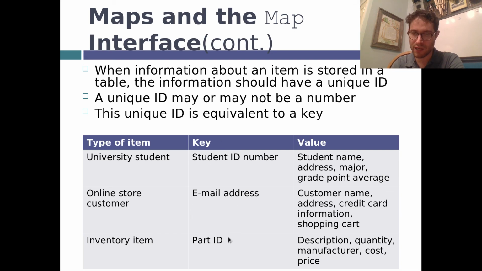So these kinds of things are the keys, and the values actually would be like an object that contains all this stuff, or a part ID which contains all the information about the description, the quantity, the manufacturer, the cost, and the price. Right. So the key is typically something simple, and the value can be something a bit more complex.